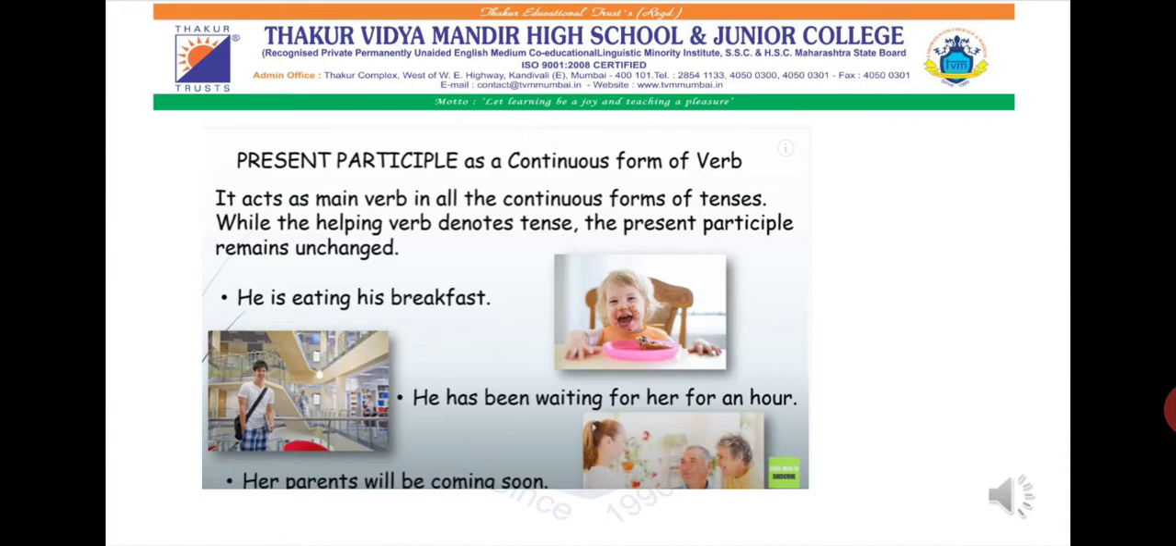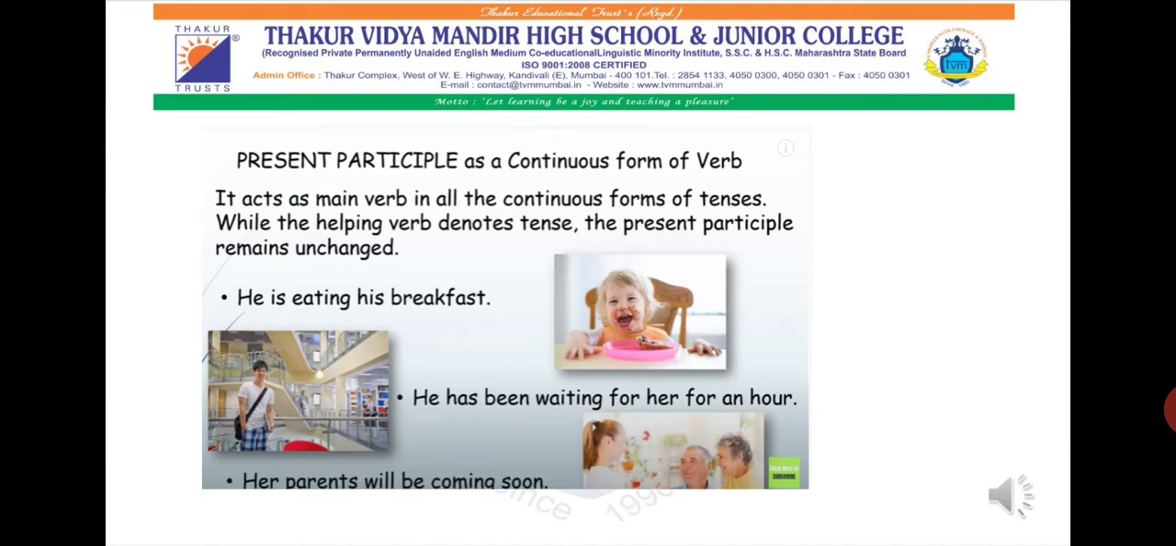And as I've mentioned earlier, if you have to identify a participle, check whether the action in that particular sentence is ongoing, and if an action is ongoing, then that particular sentence is a participle. Over here it acts as a main verb in all continuous forms of tense. We have 6 types of tense as I've mentioned earlier. I repeat it once again: present continuous tense, past continuous tense, future continuous tense. Then we have present perfect continuous tense, past perfect continuous tense, future perfect continuous tense.